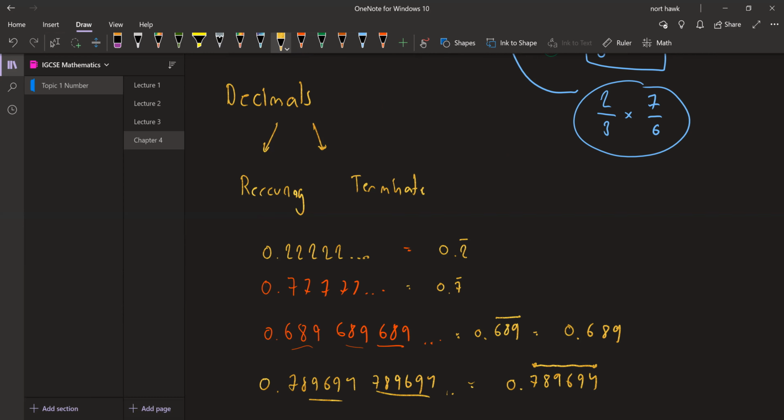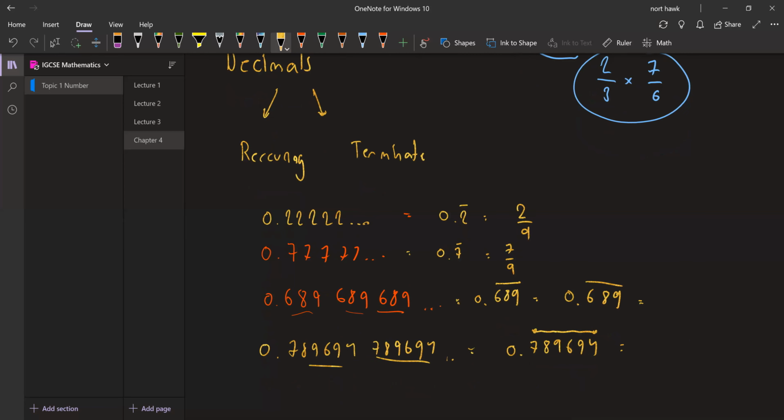Recurring decimals can all be written as a fraction. So 0.2 repeating is essentially 2 over 9. 0.7 repeating, and so on, is 7 over 9, right? And for the one that repeats 689, I haven't plugged it into a calculator yet to confirm, but it's probably 689 over 9, but maybe not. I don't think so. Have to confirm later. But there's a way to convert this into a fraction.